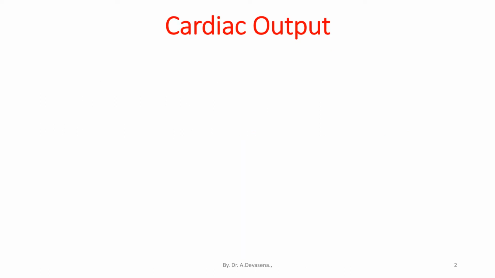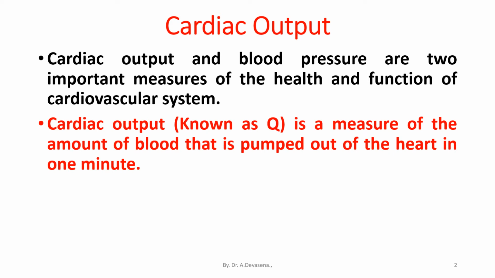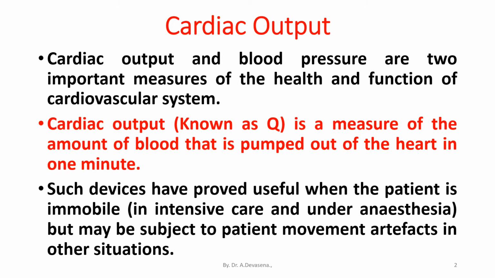Cardiac output. Cardiac output and blood pressure are two important measures of the health and function of the cardiovascular system. Cardiac output, known as Q, is a measure of the amount of blood that is pumped out of the heart in 1 minute. Such devices have proved useful when the patient is immobile, that is, the patient is in intensive care and under anesthesia, but may be subject to patient movement artifacts in other situations.